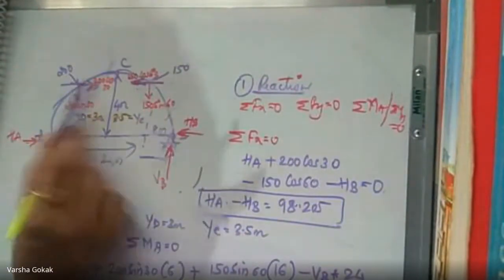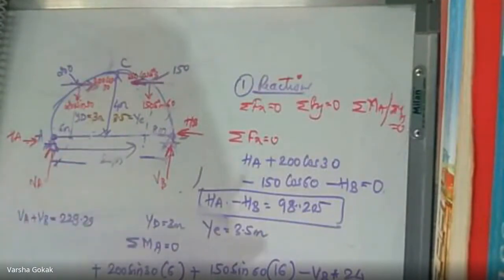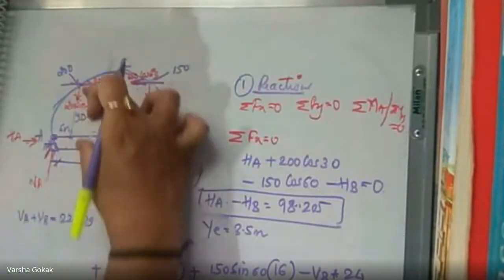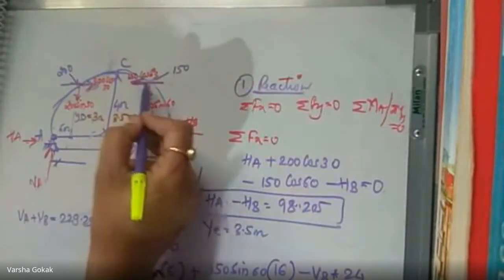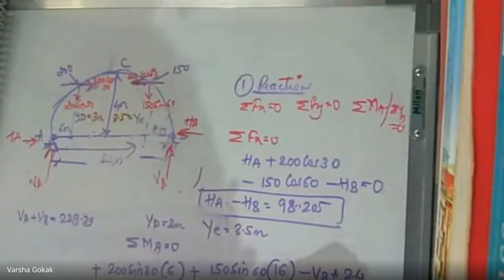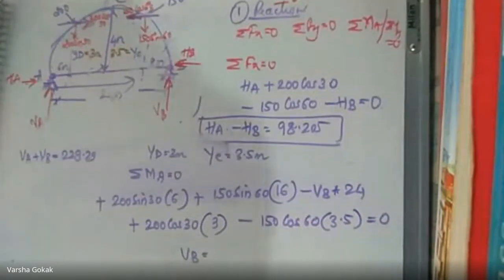Right? Then I have these horizontals. This 200 cos 30 goes in clockwise. So plus 200 cos of 30 into YD. So YD value is 3. And minus, this 150 goes to A in anticlockwise. So minus 150 cos of 60 into YE, that is 3.5, is equal to 0. From here, only VB is unknown. You get the value of VB. Please get me the value of VB.